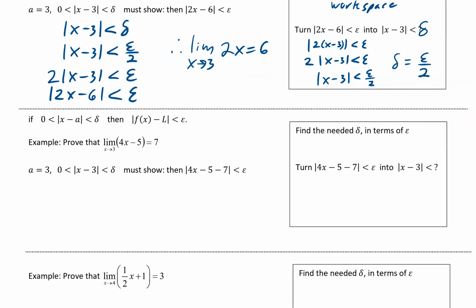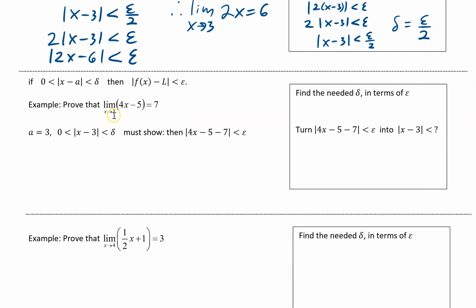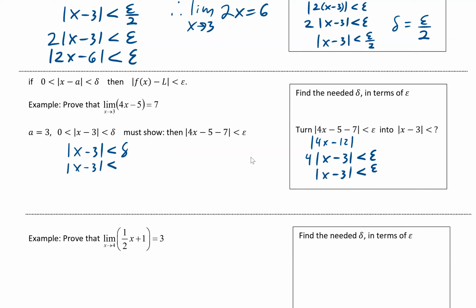So let's try it again. Here we know that x minus 3 is less than delta. So we're going to be starting there. What we need to do now is find out what our delta is in terms of epsilon. So we take our 4x minus 5 minus 7, and we say that's less than epsilon. Again, we use our workspace over here to combine them. So 4x minus 12. Just like before, we don't want that 4 in front, so we're going to factor it out. And you can see there is our epsilon over 4. So just like before, we would say that delta is epsilon over 4.